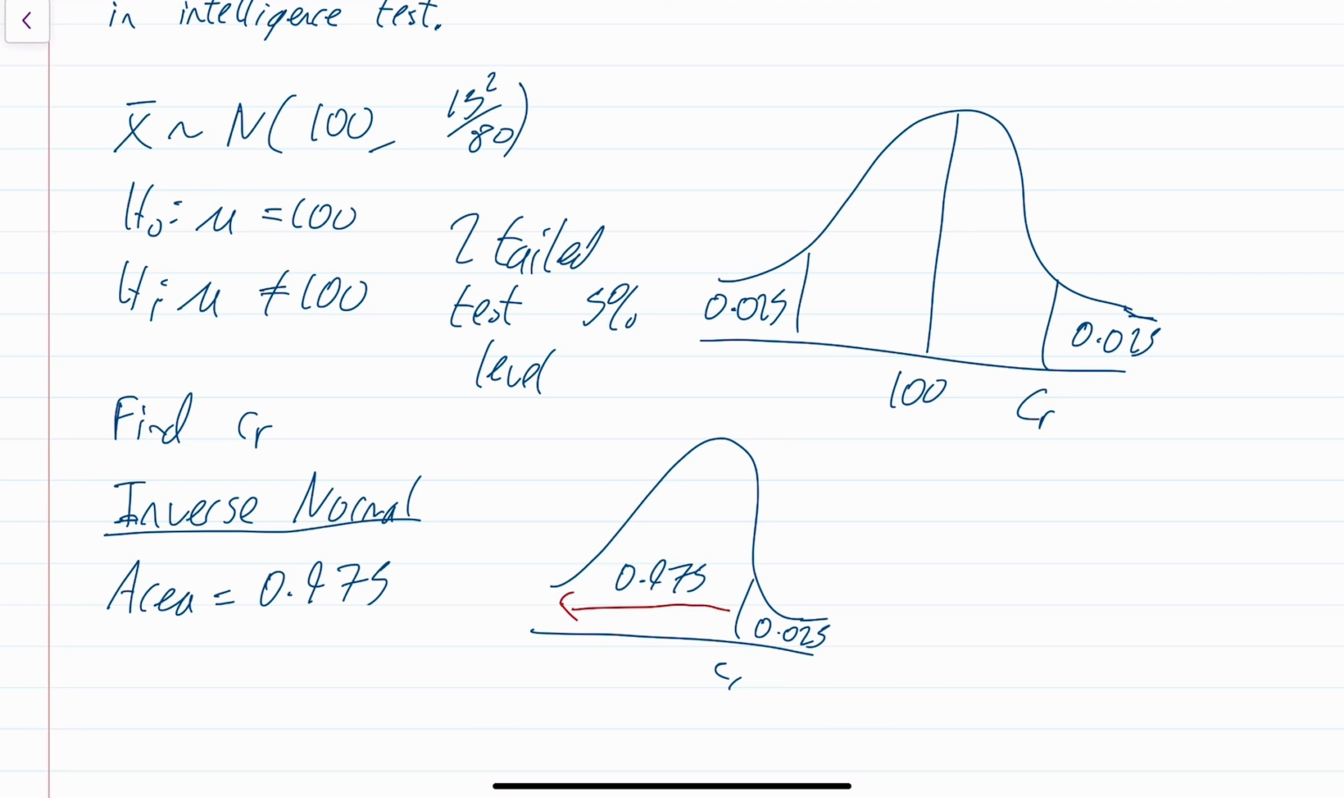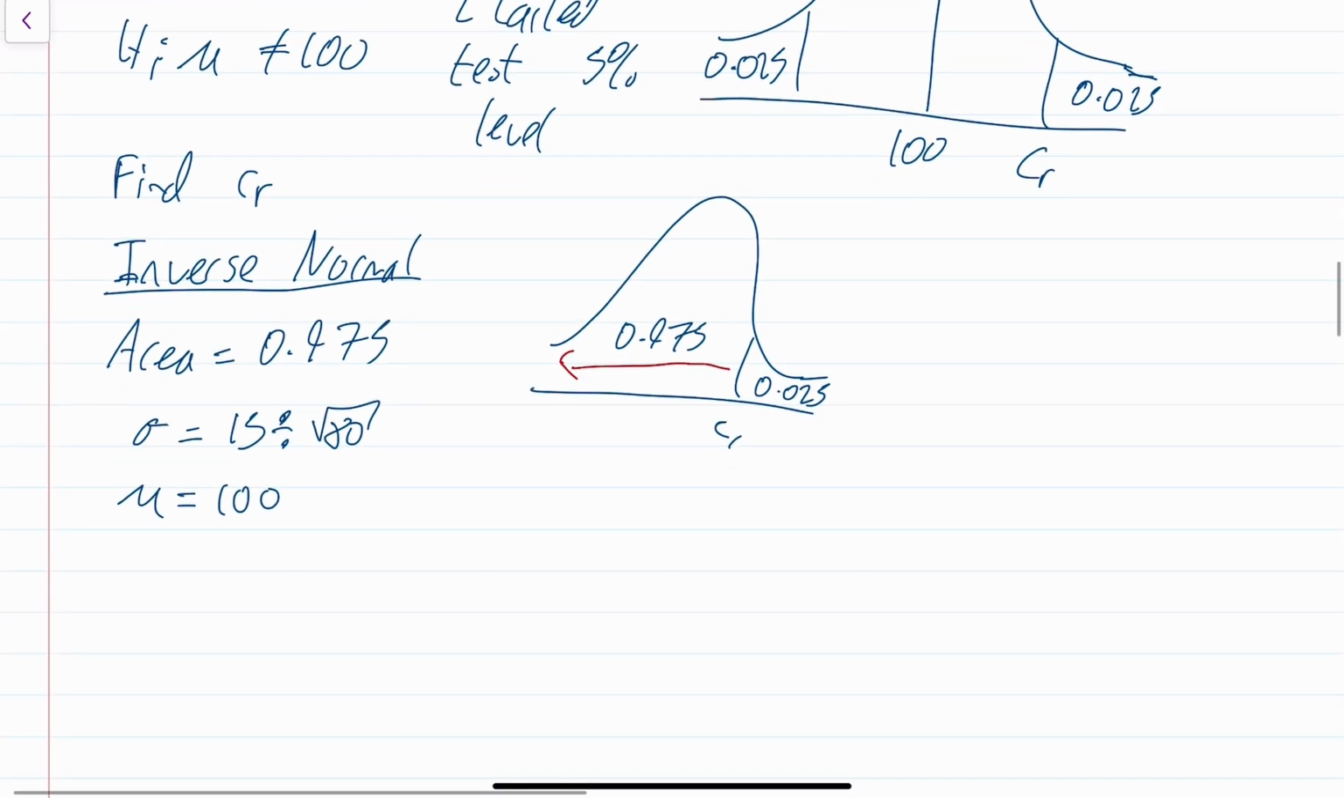0.975, and then my sigma. Remember, my sigma was 15 divided by the square root of 80, and my mu was 100. So we'll just put those in: 0.975, then my sigma was 15 divided by the square root of 80, and 100 for my mu. When we did that, I got that therefore my CR was equal to 103.29, to two decimal places.